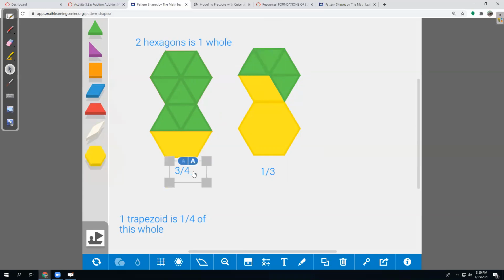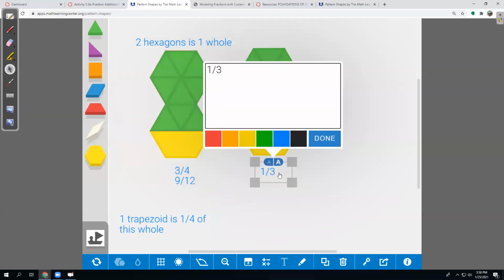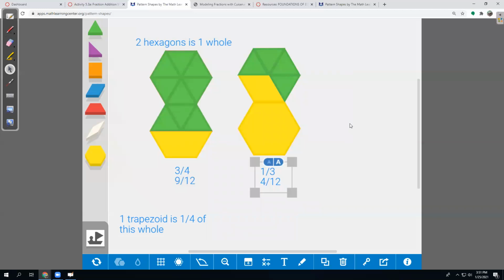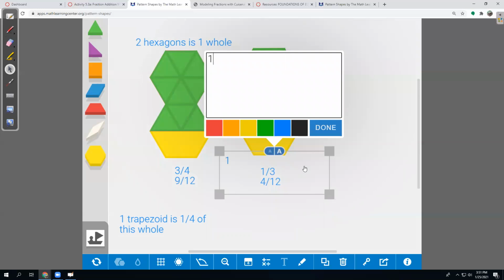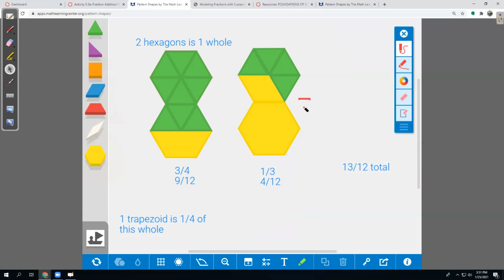And so now the 3/4, I'm going to say is the same thing as 1, 2, 3, 4, 5, 6, 7, 8, 9 twelfths. And the 1/3 is the same as 1, 2, 3, 4 twelfths. And so altogether, I have how many twelfths? 9, 10, 11, 12, 13 twelfths altogether. So that's my sum. Put that over there. I can draw in an equals.